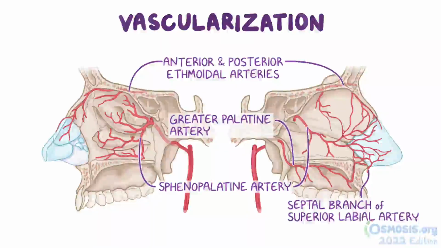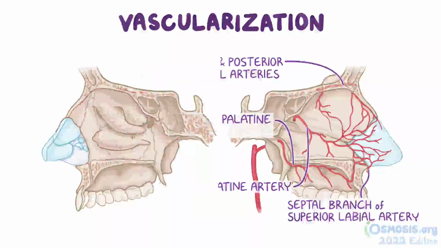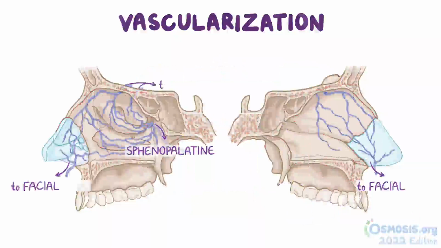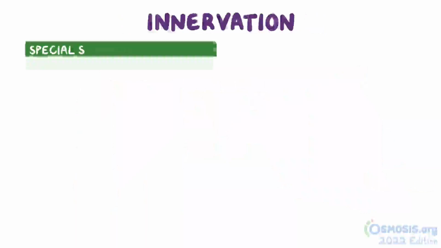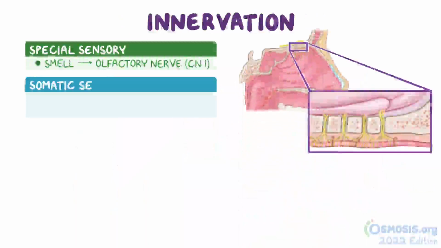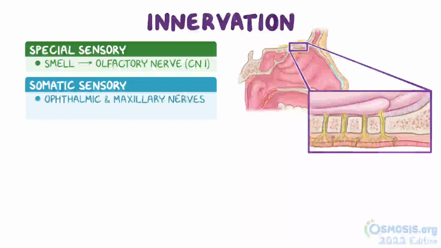The venous drainage of the nasal cavities drains into a submucosal venous plexus that drains into either the sphenopalatine, facial, or ophthalmic veins. Special sensory information for smell is carried by the olfactory nerve, or cranial nerve 1, while general sensory innervation of the nose is carried by the ophthalmic and maxillary nerves, which are branches of the trigeminal nerve, or cranial nerve 5.